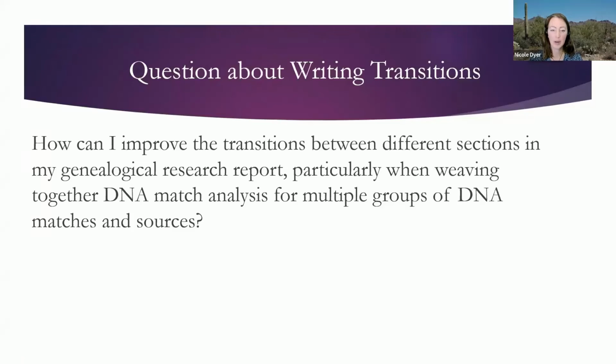So the question about writing transitions in general was, how can I improve the transitions between different sections in my genealogical research report, particularly when weaving together DNA match analysis for multiple groups of DNA matches and sources? And this is a really common situation when writing a research report that includes documentary research along with DNA evidence.